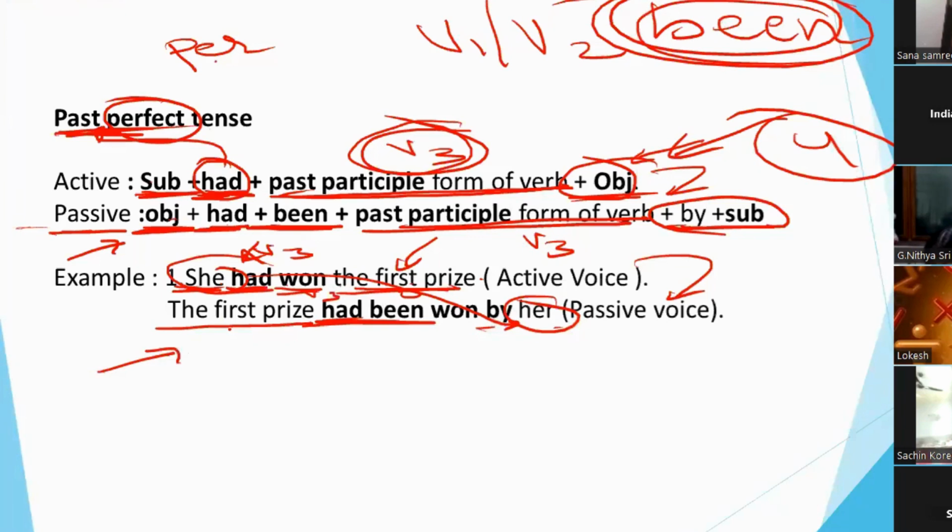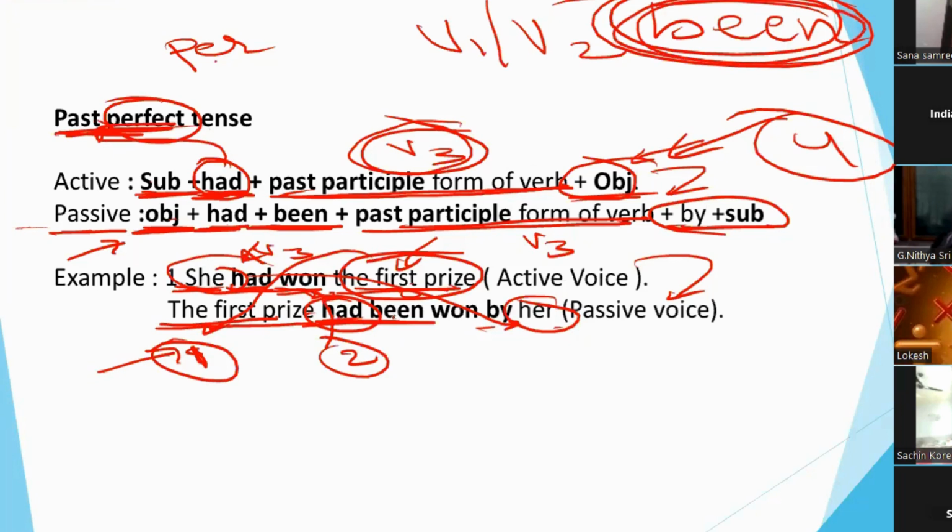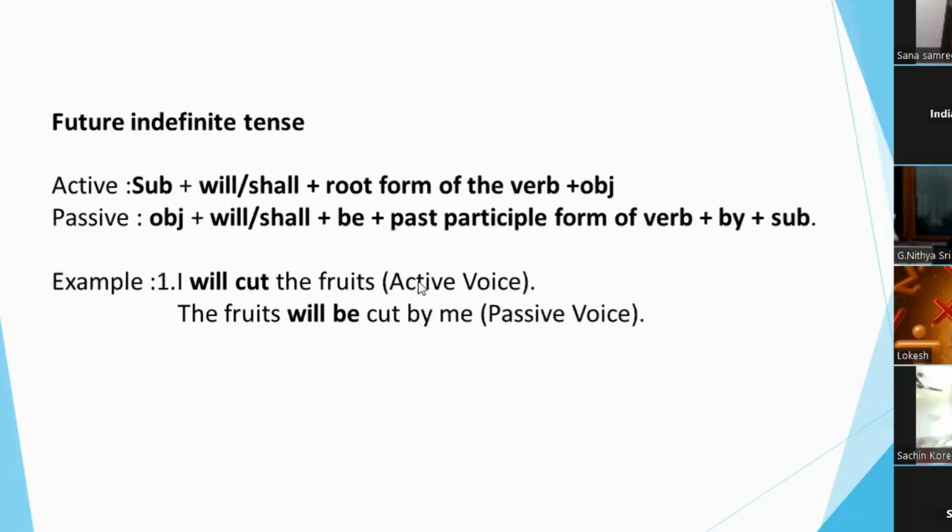When you change that into passive voice, it becomes the first prize, just by putting this object in your subject's place, according to rule number 1. Then retain the same helping verb. As it is the perfect tense, use been in your passive voice. So had been is rule number 2, then rule number 3 says use V3 form of verb, and rule number 4, put the subject in the object's place. So she changes to her. Clear? Yes, ma'am.